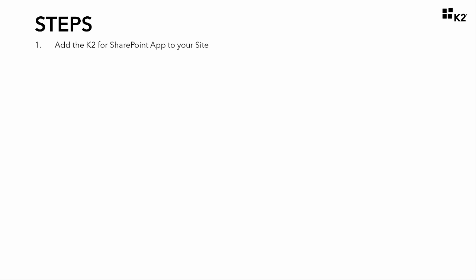The first thing that you need to do when building a K2 application is add the K2 app to your SharePoint site and then configure it. In step 1, we will perform this task as well as add the K2 worklist app part to the landing page of the site so that users can see their list of K2 tasks.